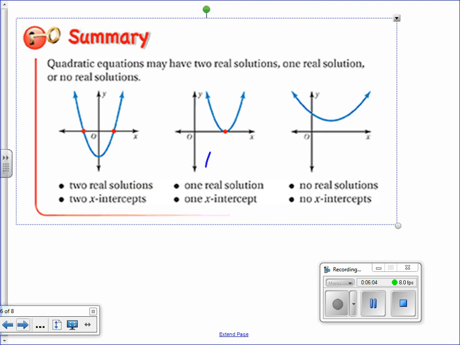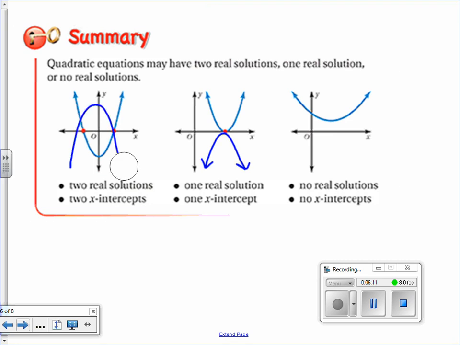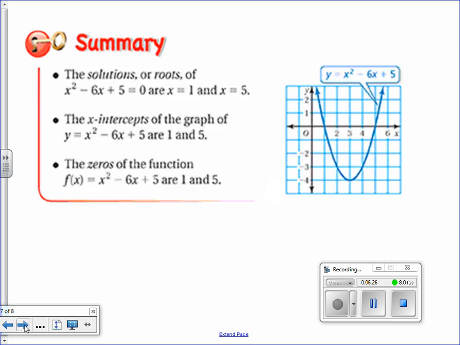Now remember, this could also be opening downward, okay? And so could this. Could be going downward as well, okay? Doesn't always have to be an upward parabola. So it would have a solution, just none of our examples were negative a values this time. And just like example 3, we could have no real solutions because there's no x-intercepts.